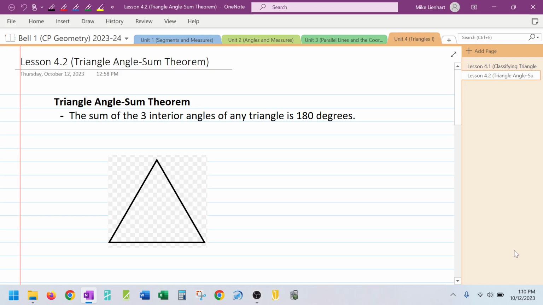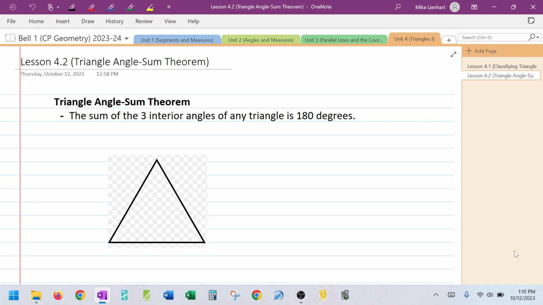This video lesson is on what's known as the triangle angle sum theorem. Now, we've all learned in the past that the three angles of a triangle add up to 180, but we're going to take a little deeper dive into this.